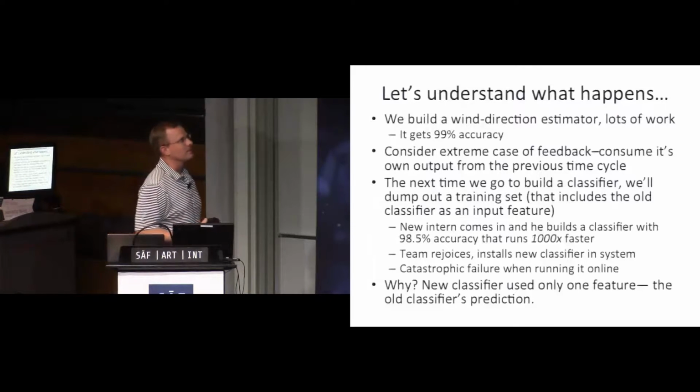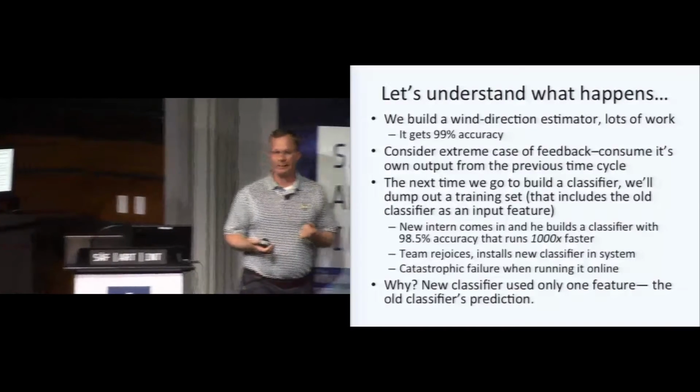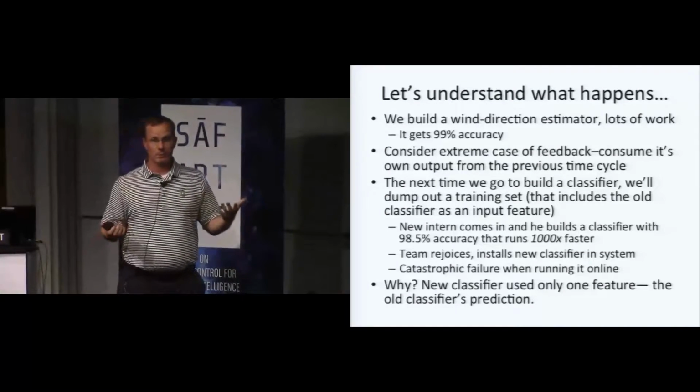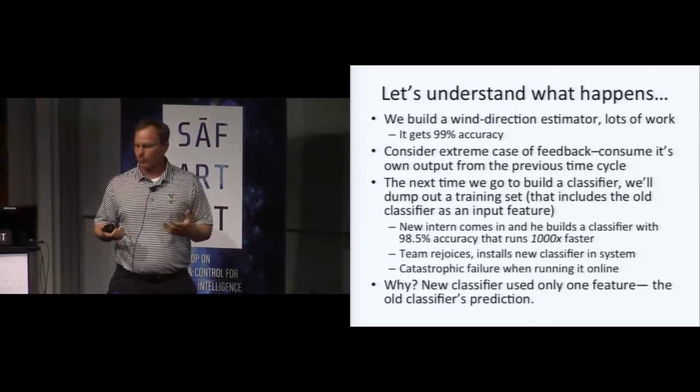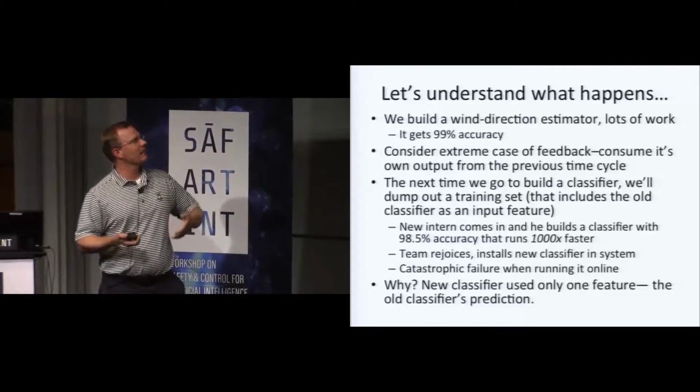Well, the title of the talk might tell you. But let's take a really extreme example so you can understand what could happen. Okay, so we go build a wind speed estimator through great pain and work and lots of machine learning effort and lots of engineering effort, and it gets 99% accuracy.